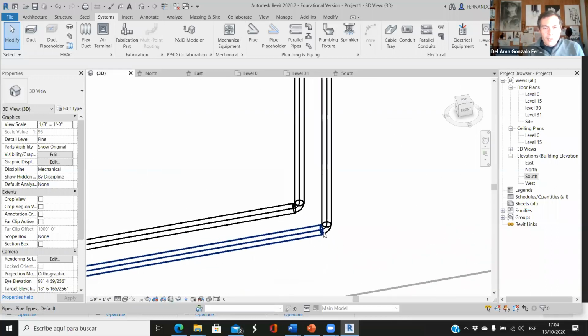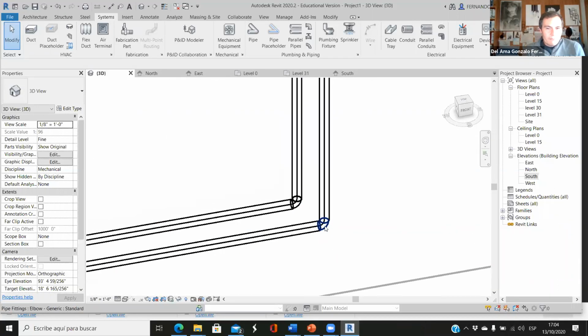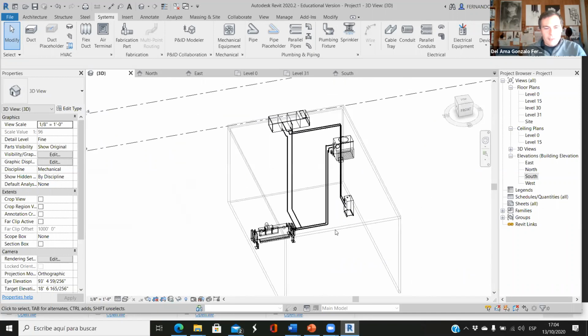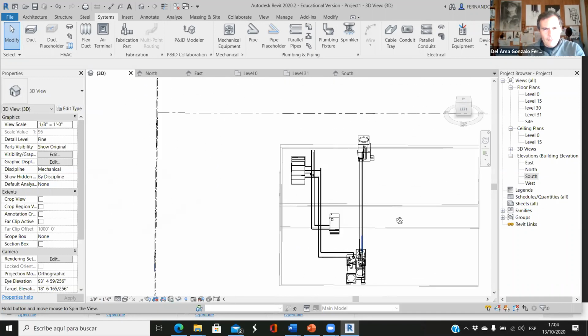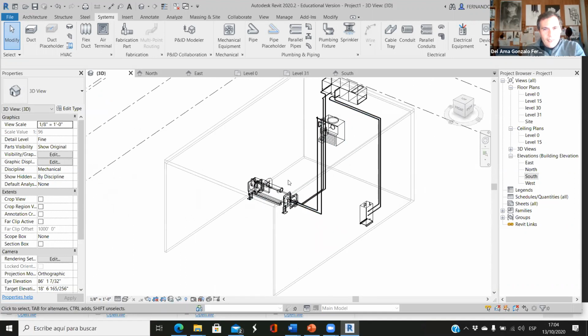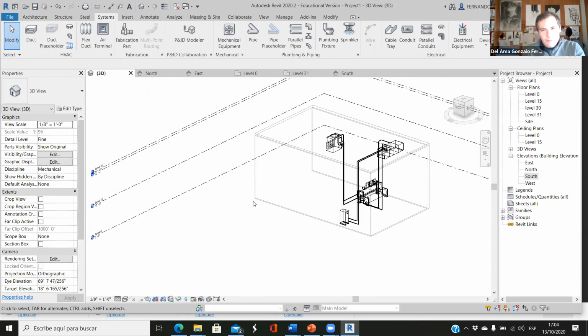But here, elbows and T's with pipes are very small, and they don't affect the design of the piping system. Okay, so are we done here? No, because there's something missing here.